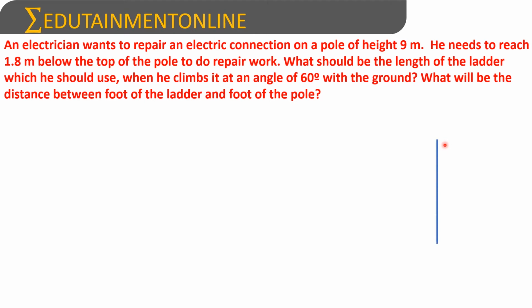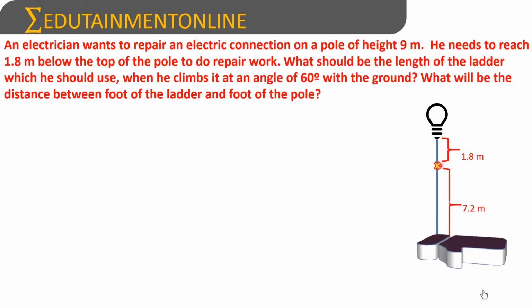Let us consider that this is an electric pole of height 9 meters and this is the point where the ladder should reach. This point is 1.8 meters below the top of the pole. So the remaining part of the pole will be 7.2 meters, because the total height of the pole is 9 meters, 9 minus 1.8 is 7.2 meters.